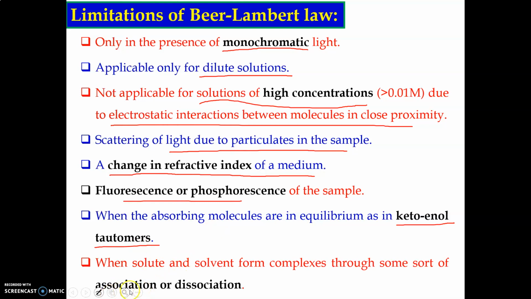And also if there is any association or dissociation between a solute and solvent, forming complexes through association or dissociation, then also Beer-Lambert law will not be obeyed. So these limitations are very important because a few questions are asked in CSIR, GATE and IIT JAM examinations on limitations of Beer-Lambert's law. I will explain in the problem section.